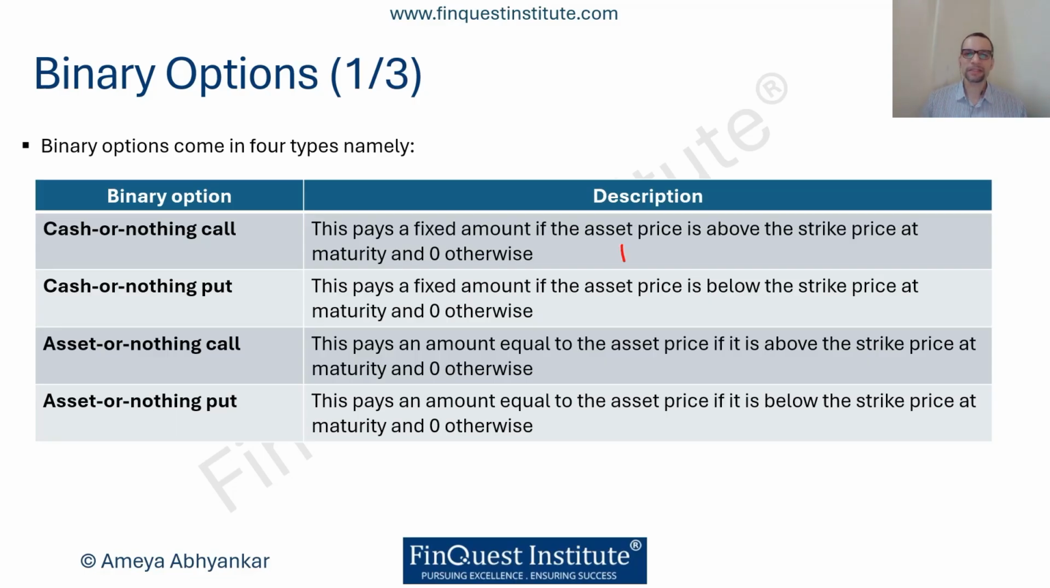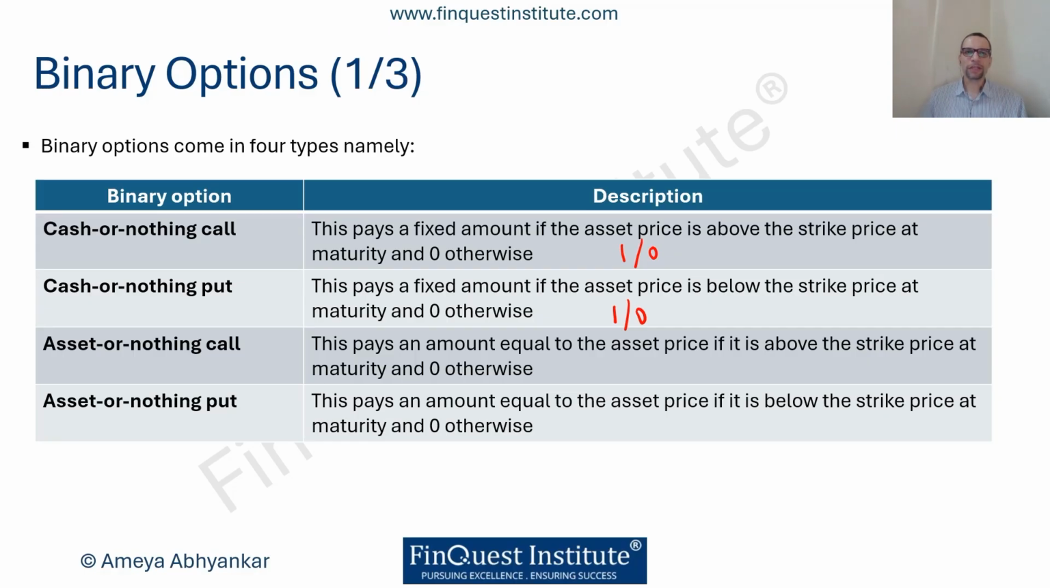So think of it as just like an on or an off switch, whereby if the asset price goes above the strike price, you get something, otherwise you don't get anything. Similarly, you have a cash or nothing put, whereby it pays a fixed amount if the asset price is below the strike price or zero otherwise. Again, like an on or off switch. So these are many times called digitals as well.